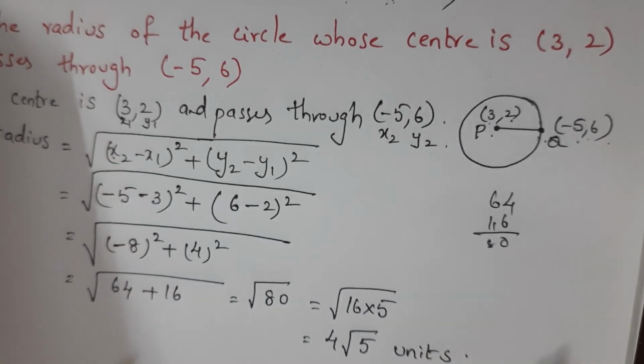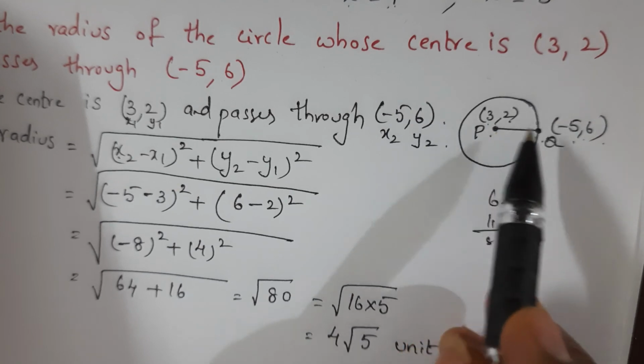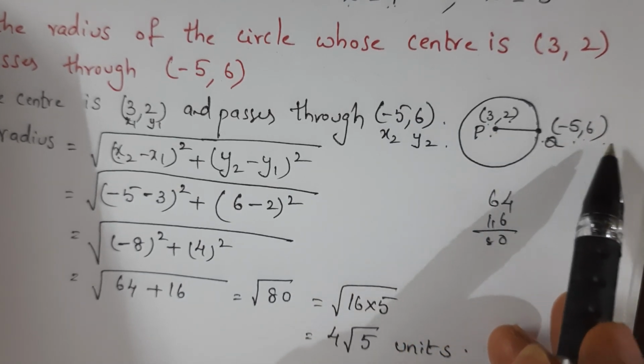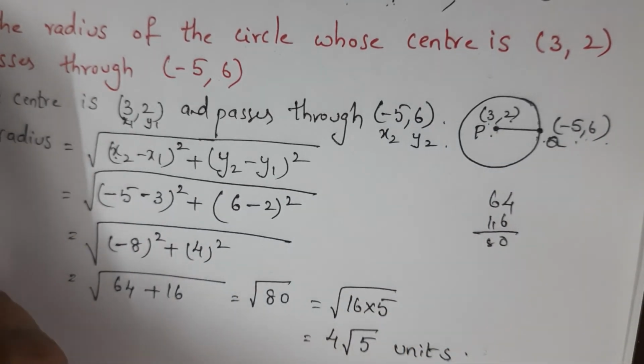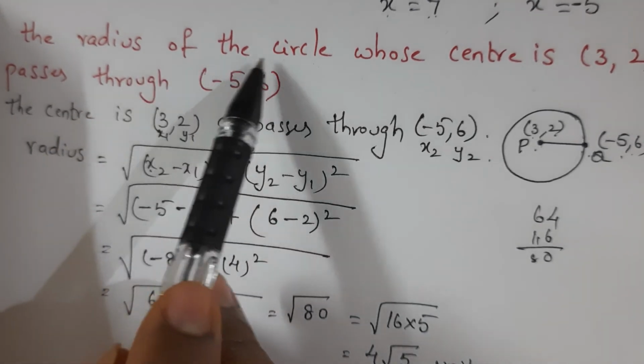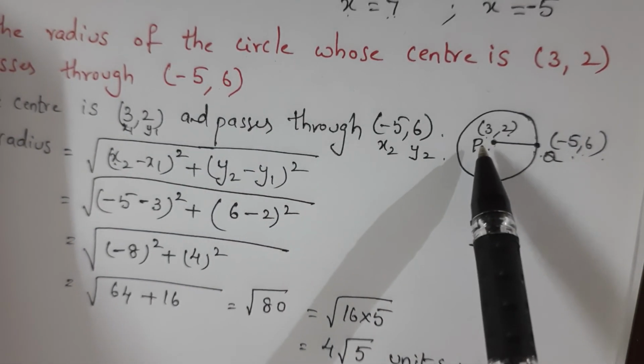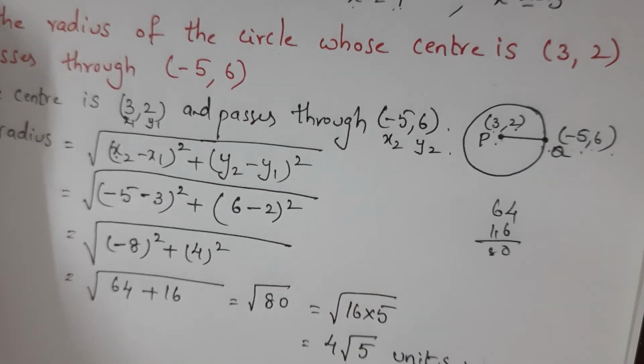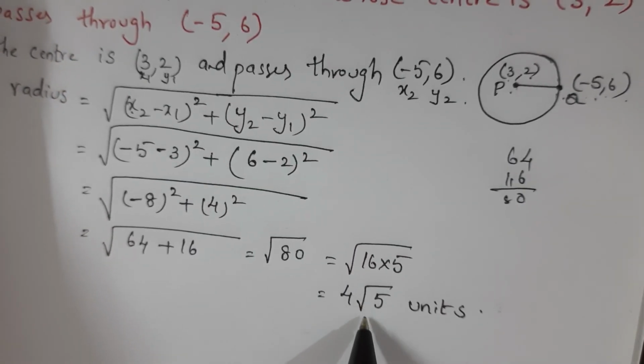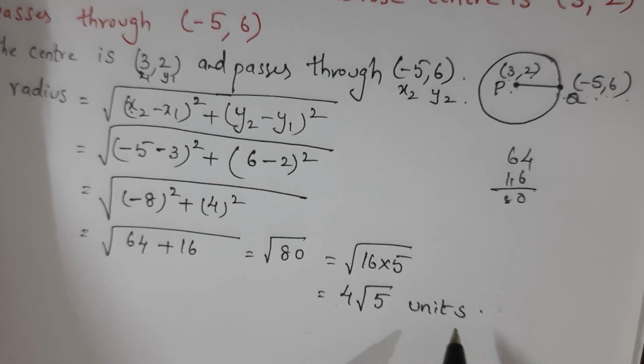So this is the radius of the circle. So center to it is passing through minus 5 comma 6. They are asking us to find out the radius of the circle. So here the radius is nothing but the distance between these 2 points. So the radius of the circle is 4 root 5 units.